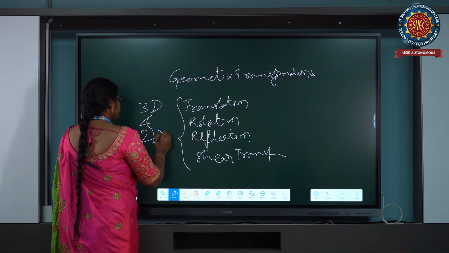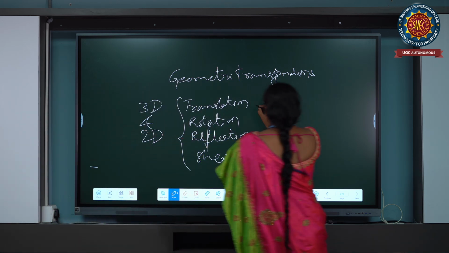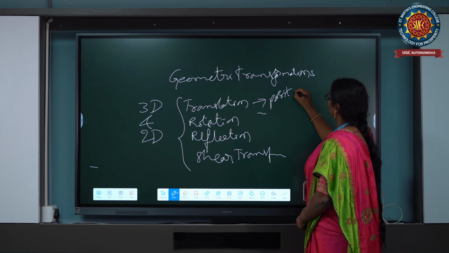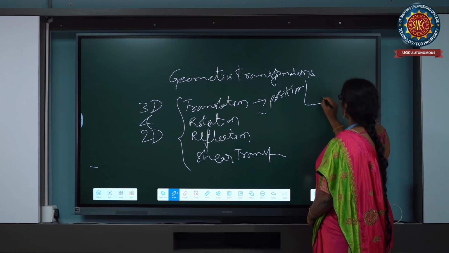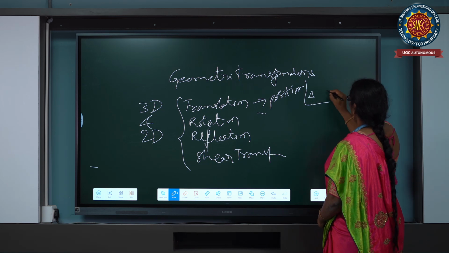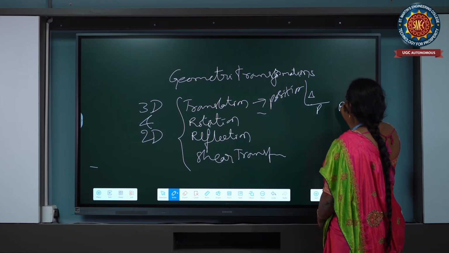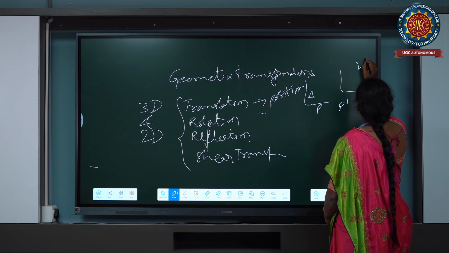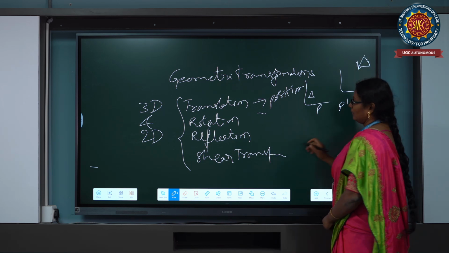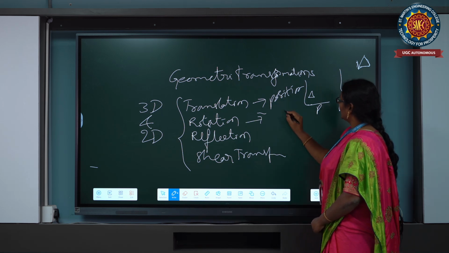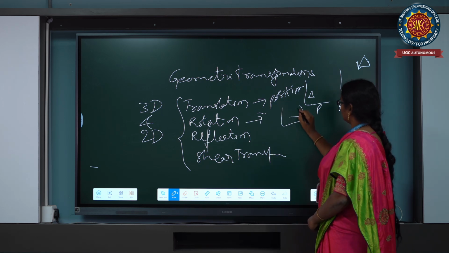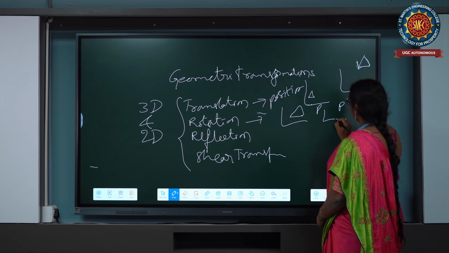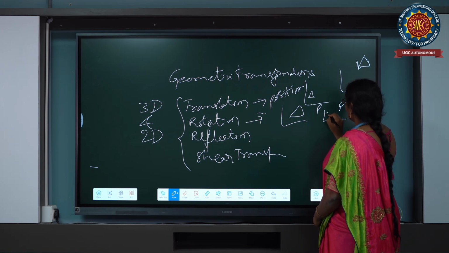In translation you can change the position of the object. For example, the object is here. After translation, we can move the object anywhere in a plane. Then what is rotation? You can rotate the image towards the x direction or y direction.